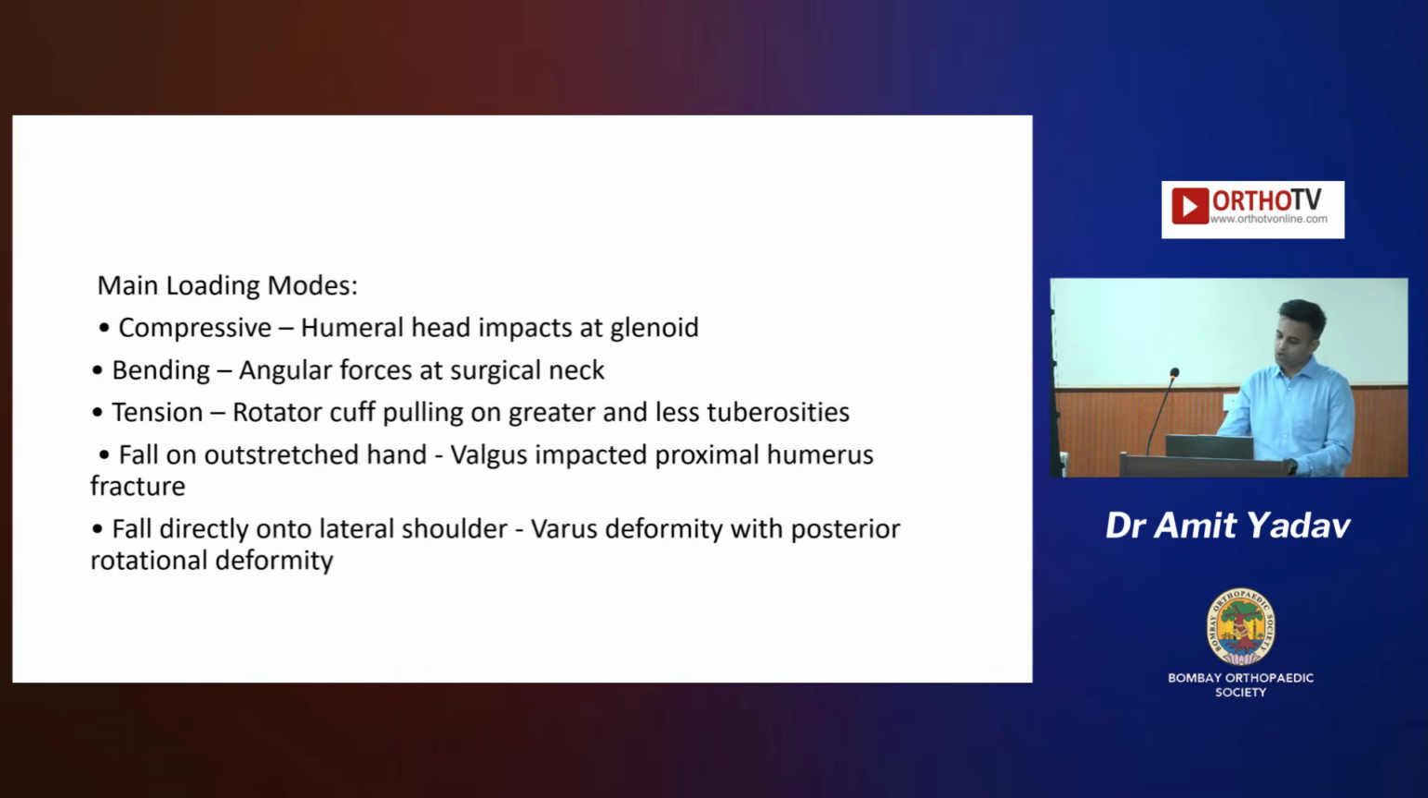So the main loading modes are in a compressive mode. The humeral head impacts against the glenoid. With the bending force, there are angular forces at the surgical neck. The tension of the cuff acts on the tuberosities. So a fall on outstretched hand usually leads to a valgus impacted proximal humerus fracture, and a fall directly onto the lateral shoulder leads to a varus posterior-medial collapse of the fracture.